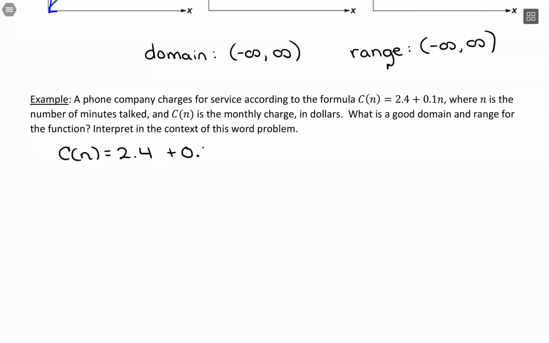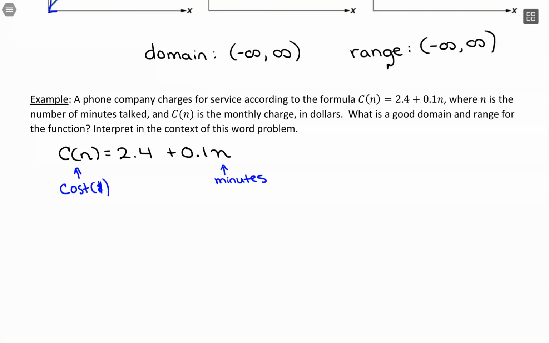And what we have is that n is the number of minutes. I'm just going to make a note that n represents the number of minutes talked, and C of n is the charge, the cost in dollars. So what is a good domain and range for the function? So this is a linear function, so if I graphed it, I could technically graph it absolutely everywhere.